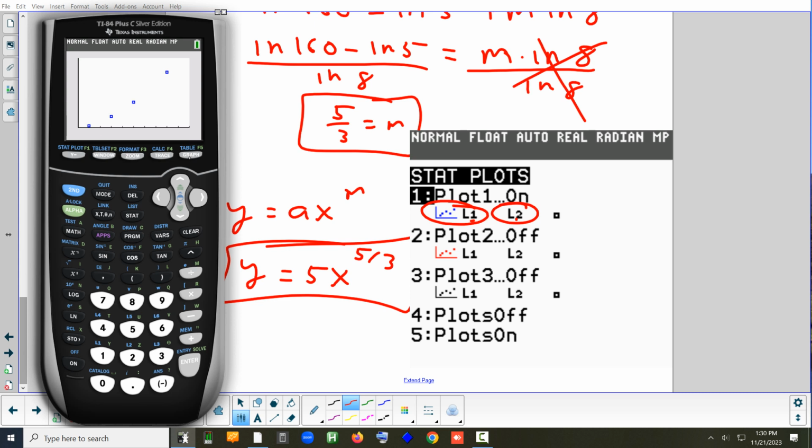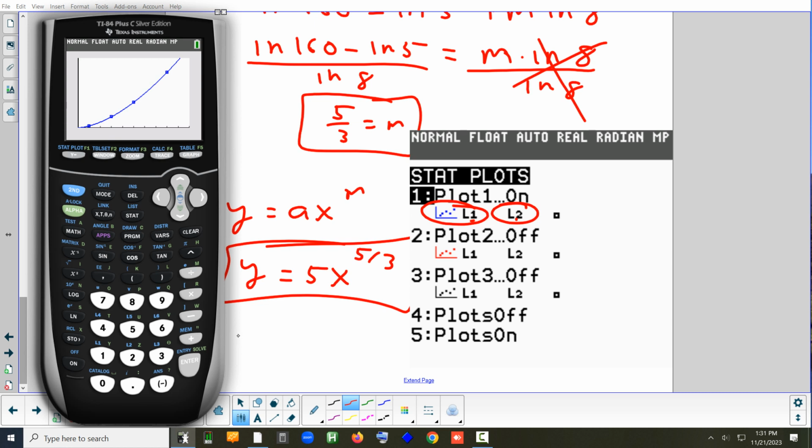Now, type in 5x to the 5/3, and if we did it right, it should go right through those points, or be pretty close. It's not going to get too much better than that. That's about as good as it gets. So we found an equation that goes exactly through those points because these points were perfect for a power law. That's why I picked the ones I did. Okay, so any question on how we did that?